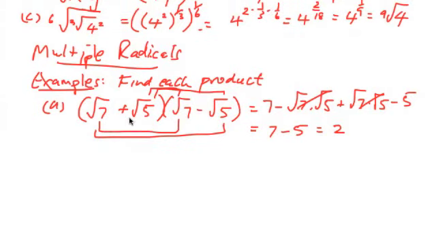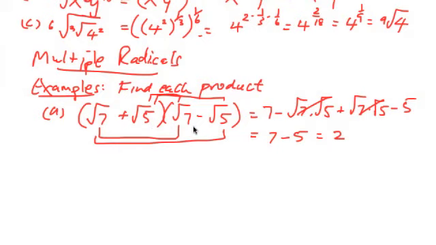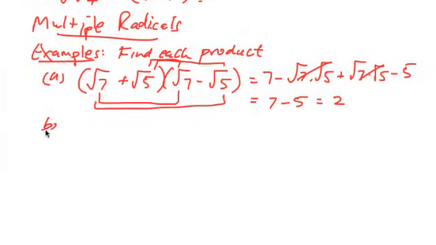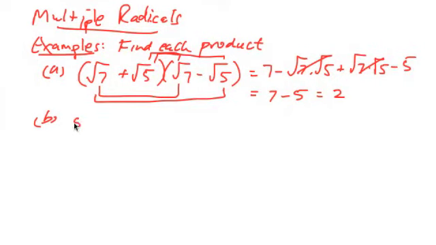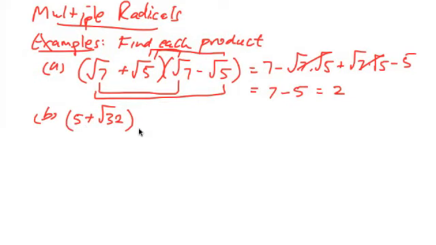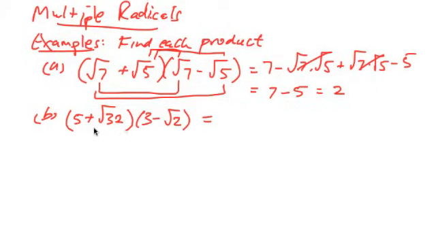And this is like the difference of 2 squares property we had here. It would be the square root of 7 squared, which is 7, minus the square root of 5 squared, which will be 5. Alright, let's do the next one. Let's suppose I have 5 plus the square root of 32, and we multiply this by 3 minus the square root of 2. Again, we do the FOIL.